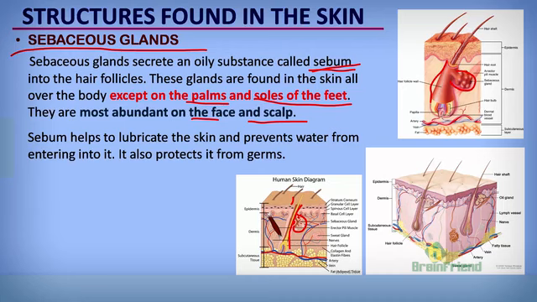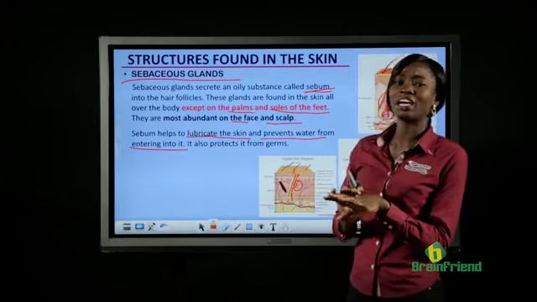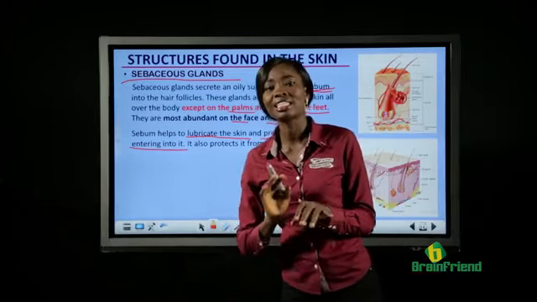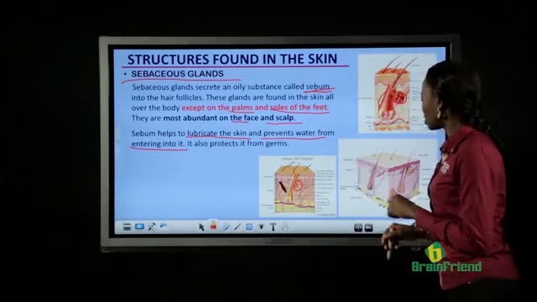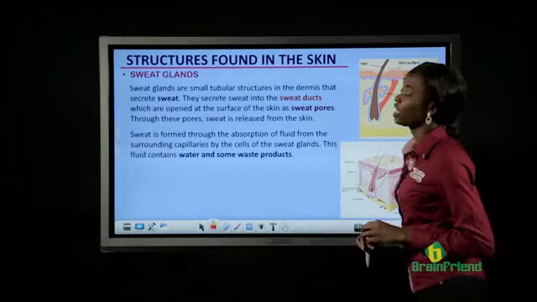What does sebum do in the body? Sebum helps to lubricate our skin. It helps our skin to be greasy, giving it some form of lubrication, and it also prevents water from entering into our skin. It prevents germs, as microorganisms, from penetrating our skin. It has a way of destroying these germs. So sebum is very important on our skin.